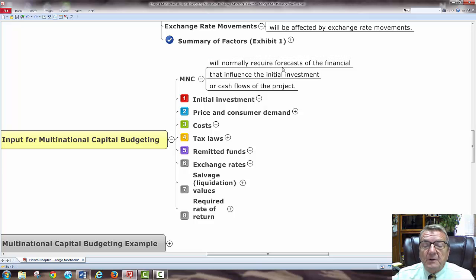Okay, capital budgeting will normally require forecasts of financials that influence initial investments or cash flows of the project. Remember, cash flows in or cash flows out. I have to have some kind of projection, some forecast. Where's the money coming from? How much is it going to cost me? Will I have it in the right denomination at the right time that's needed?